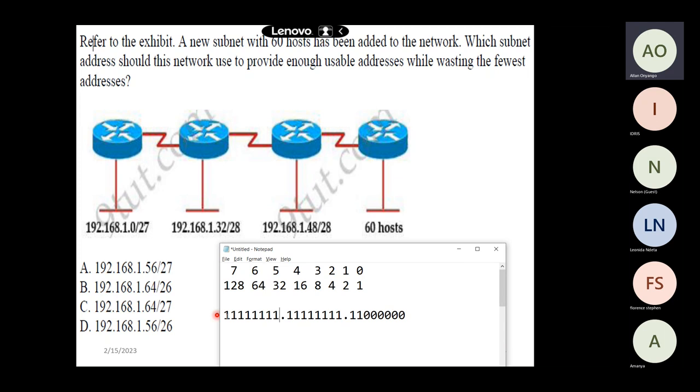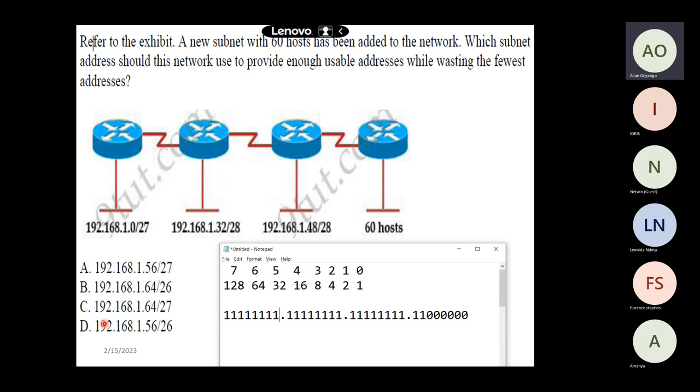1, 2, 3, 4, 5, 6, 7, 8. Okay. And the first octet will have 1, 2, 3, 4, 5, 6, 7, 8. Look at that. Which subnet mask is this? This is 8, 8, 8. That is 24 plus 2, 26, which means our answer must have a slash 26.